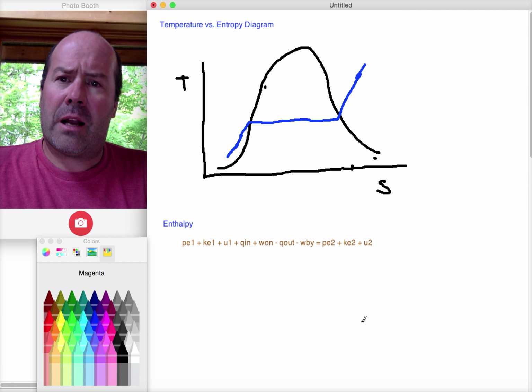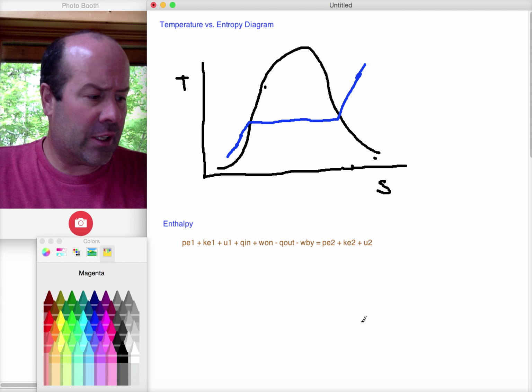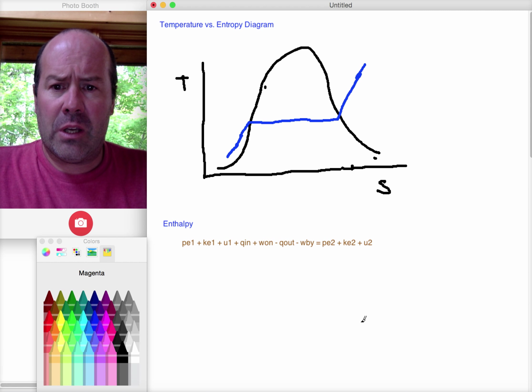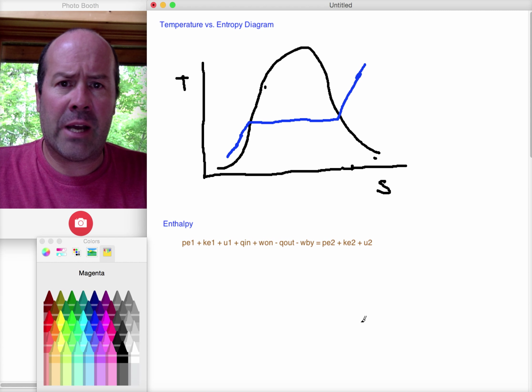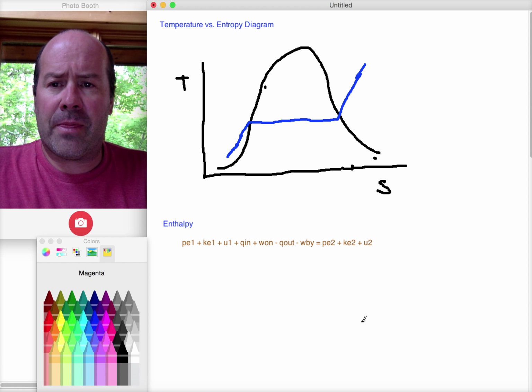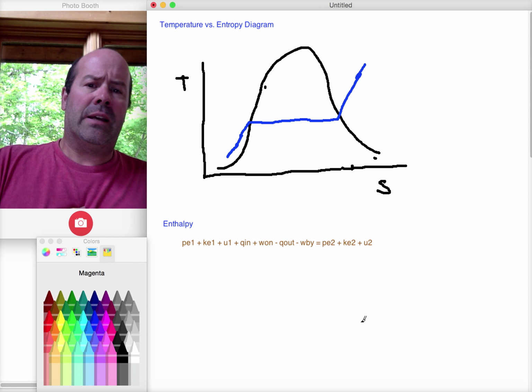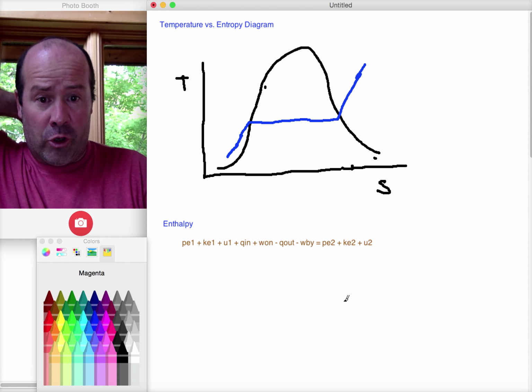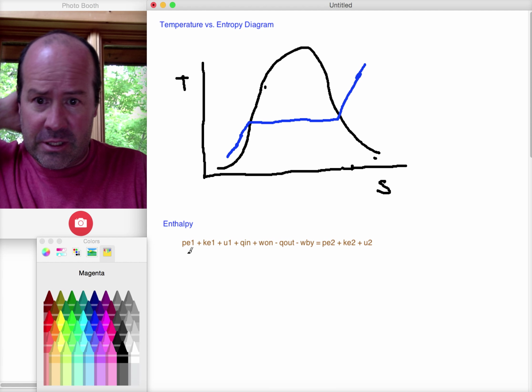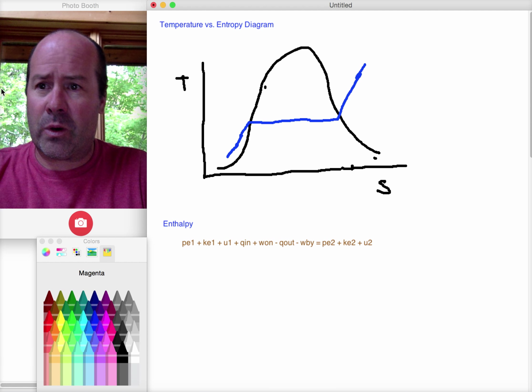I've got a little bit of a head start here, so I'd like you to go ahead and catch up. The first thing we're going to do is draw up the temperature entropy diagram so that we can look at the different phases of a fluid. Then we're going to talk about enthalpy. So you go ahead and draw, and while you're doing that, I'm going to get busy down here simplifying this equation.